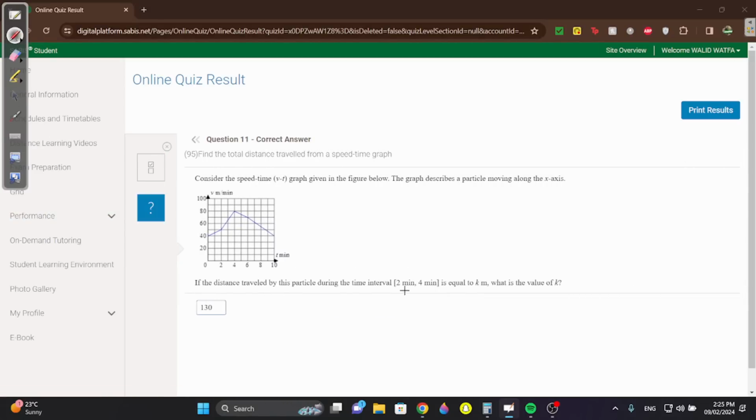Okay, the distance during 2 minutes, 4 minutes. From 2 minutes over here and 4 minutes over here, they want the distance traveled, but it's VT. So what do you do? You have to find the area. How do you find the area of this? This shape is not a triangle. Please don't make that mistake. It's the distance under the graph. So you have to go all the way down to 2 and all the way down to 4. Connect these. Connect them.